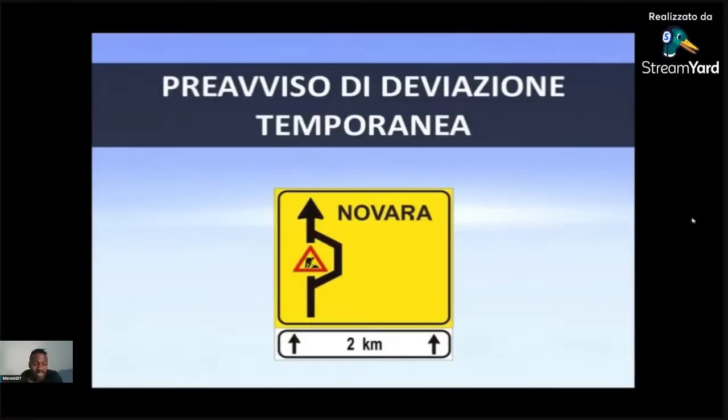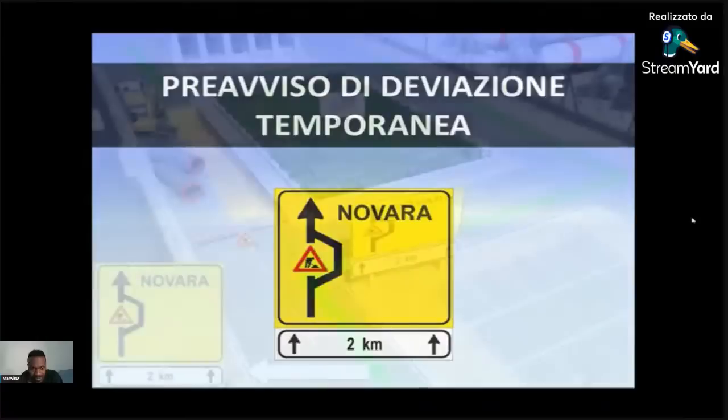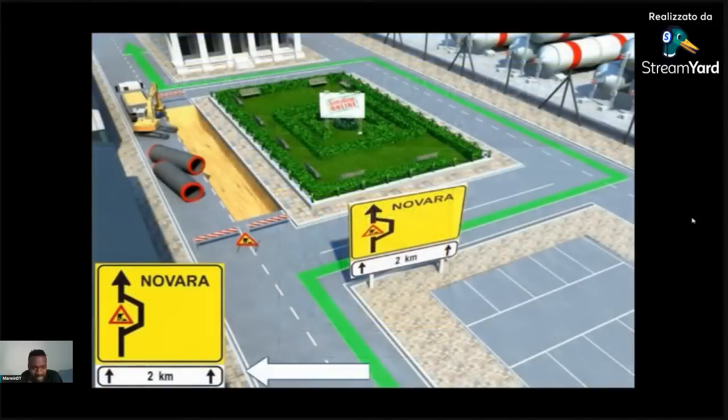If you are headed towards Novara. If you are headed towards where? Novara. Do not forget it is what? A temporary sign. Which means it will be removed from the road when it is no more needed.